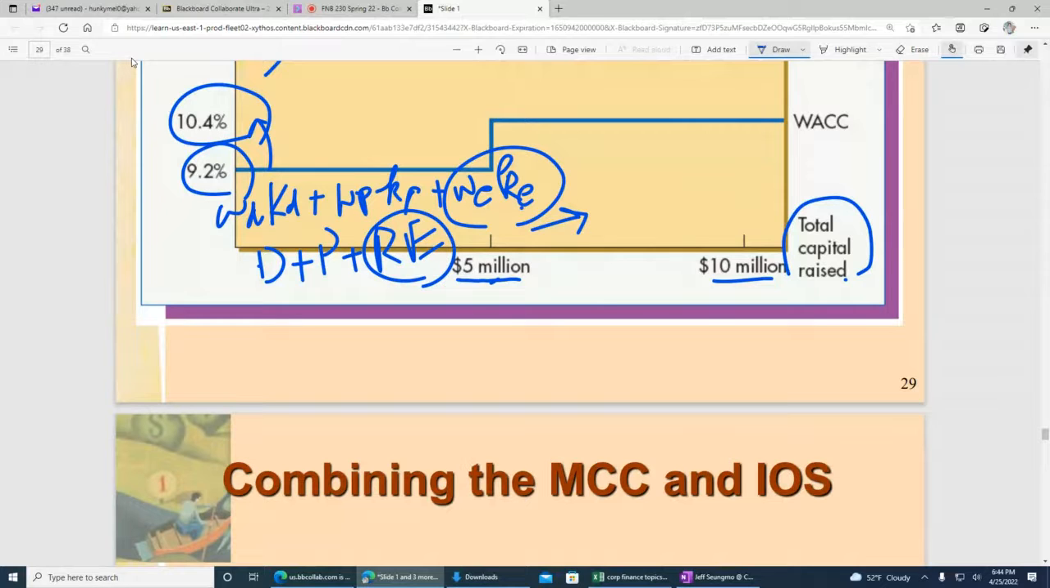No, 10.4 is the required return. So the required return, once again, is not what the company pays to the shareholders, because they don't distribute the profit. They don't distribute EAT.